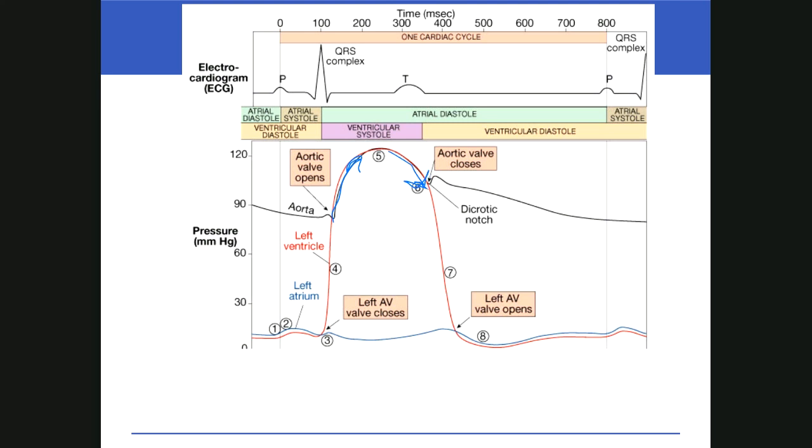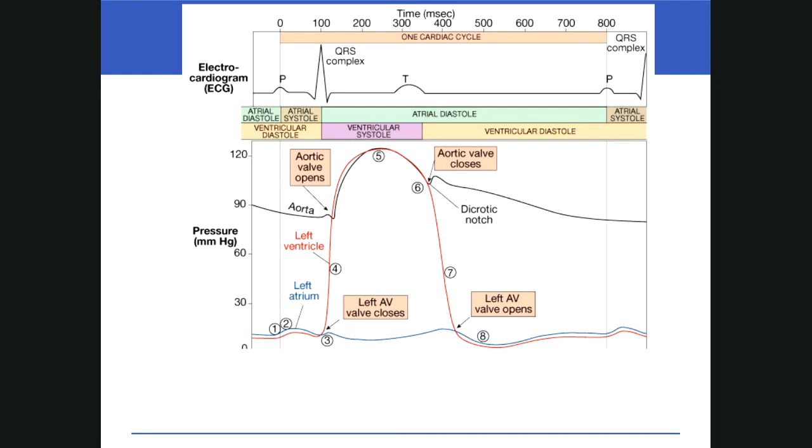But remember, the walls of the aorta are like rubber bands. They bulge out, and so they store some of this pressure. And so when the heart relaxes, that squeezes back in. And so aortic pressure never falls down as low as ventricular pressure.